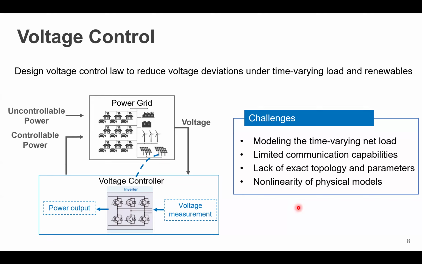And on the other hand, we are facing distribution systems with only limited communication capabilities. We also usually do not have the exact topology and parameters of the system, and the underlying physical system itself is nonlinear. So all of this adds complexity to designing the control law when facing time-varying load and renewables.